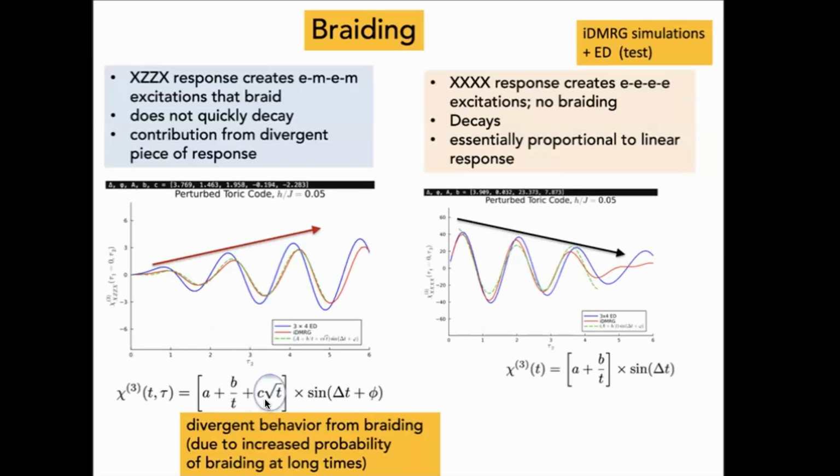In addition to the decaying term, there's a C square root of T, which is growing with time. Of course, it can't go on forever. It'll start decaying at some point, when the E's and M's lose coherence. But there is an intermediate time scale where the signal is very different and now increasing in time. And so that is the signature of braiding that we would like to propose.